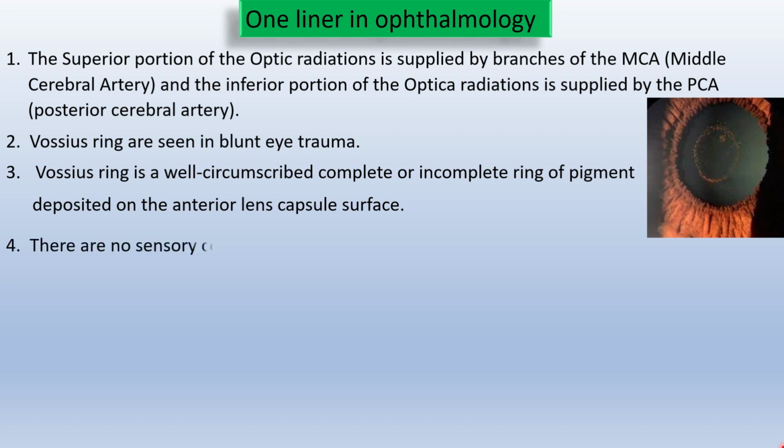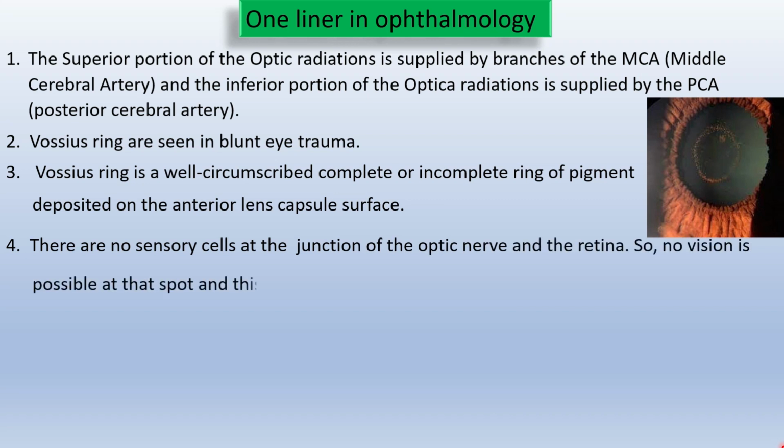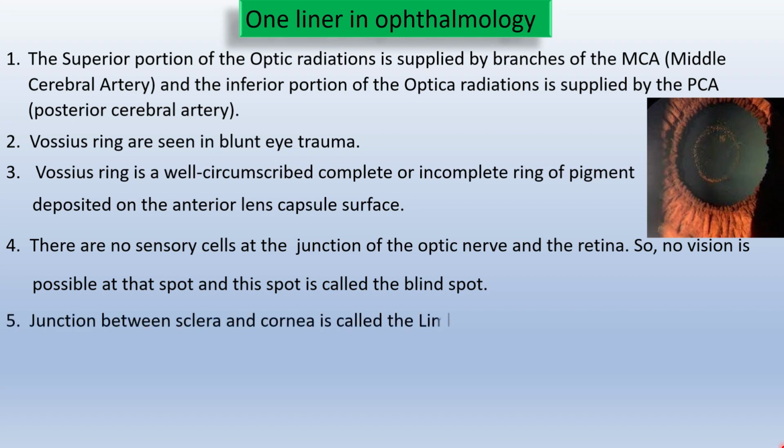There are no sensory cells at the junction of the optic nerve and the retina, so no vision is possible at that spot, and this spot is called the blind spot. The junction between sclera and cornea is called the limbus. Shape of the pupil in glaucoma is vertically oval.